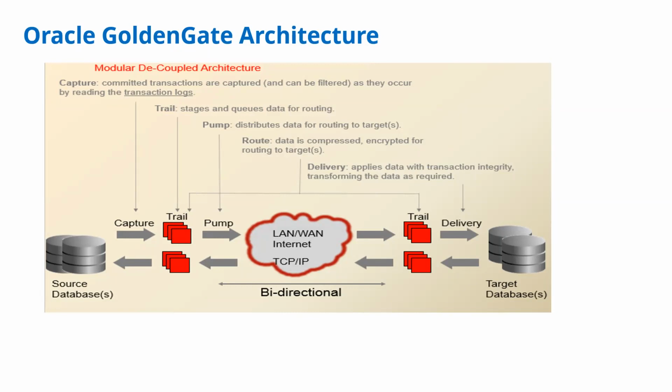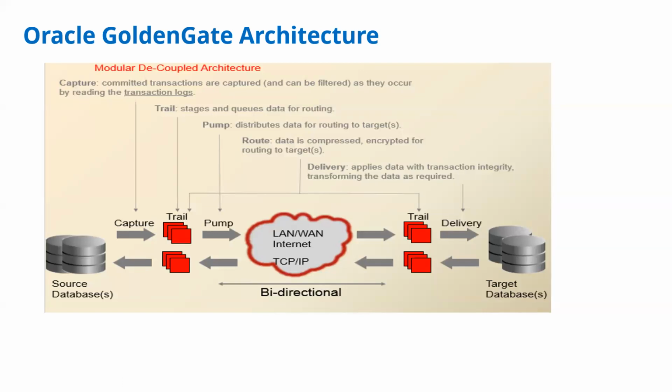Now, GoldenGate supports bidirectional replication. The major advantage with GoldenGate is it not only supports unidirectional replication, it also supports bidirectional replication. Bidirectional replication means the application can be connected to both sites. If it connects to site A, the data will be replicated to site B. Similarly, if the application is connecting to site B, it will be replicated to site A as well.